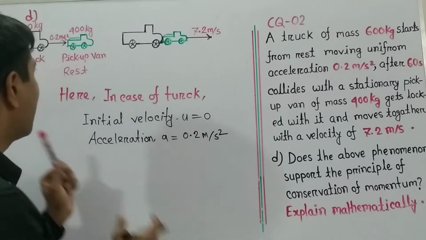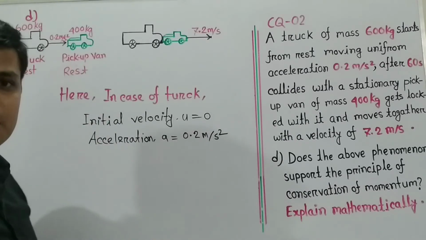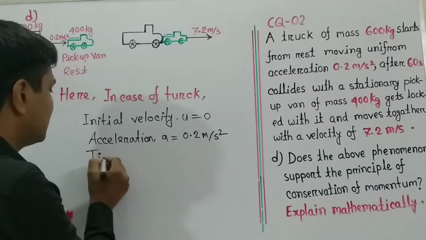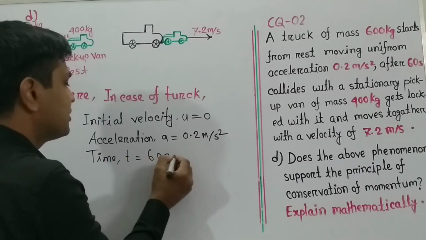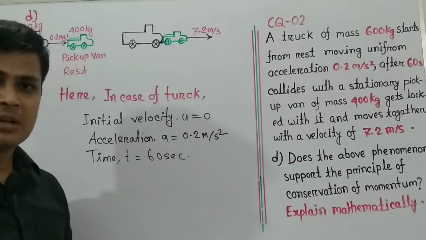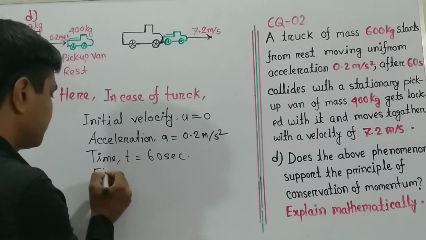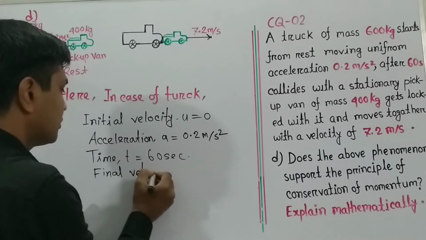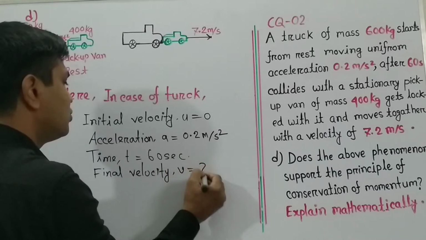That means after 60 seconds that truck will collide with the pickup van. So we consider time t equals to 60 seconds. Now we have to calculate the final velocity. So we can write final velocity v equals to what?